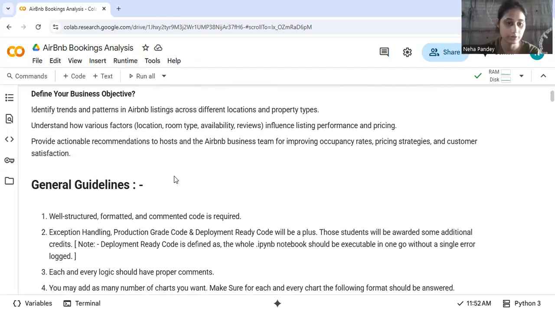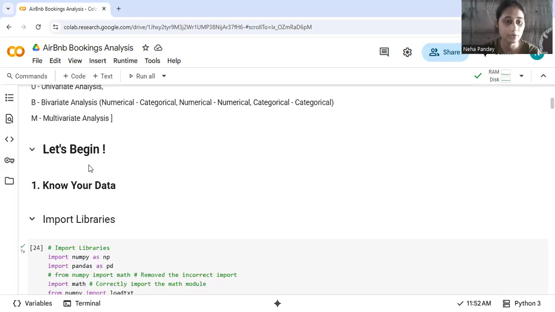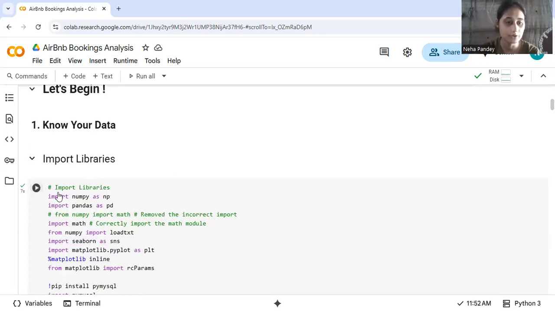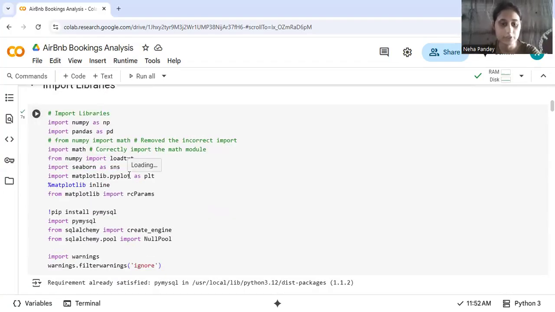Then your general guidance. Let's begin. Know your data. Import libraries. In this project, I have used Python libraries like NumPy and Pandas for data manipulation, Seaborn and Matplotlib for visualization, SQLAlchemy and PyMySQL for database connectivity. These libraries help me clean the data, analyze booking patterns, and create meaningful visualizations.